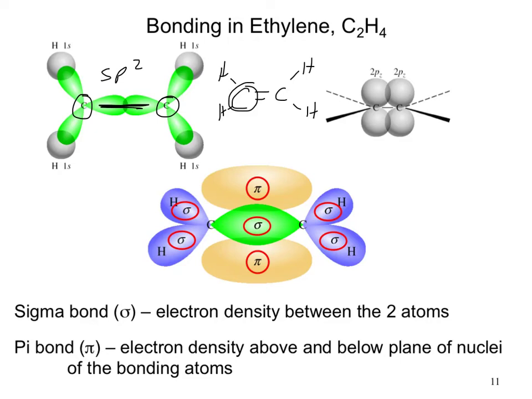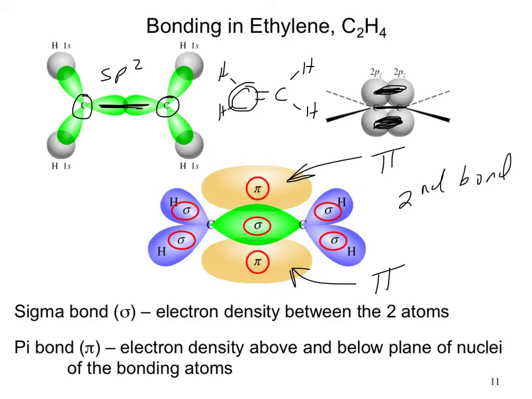But that's only a single bond. The double bond comes from the side-to-side overlap of those unhybridized 2p orbitals. So what you get is an area of electron density above and below the bond axis, as well as through the bond axis. The area above and below the bond axis is known as a pi bond. Okay? Pi bond. This is the second bond in a double bond.